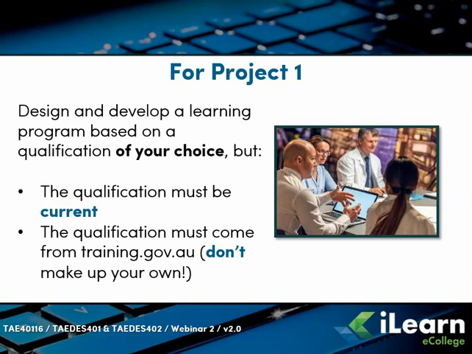So for project 1, what you're going to be doing is designing and developing a learning program based on a qualification of your choice. But the qualification must be current, and the qualification must come from training.gov.au. So you can't just make up your own qualification, no matter how fun that might be. I'm sorry, it just has to be done this way. So you can't just make up a Certificate III in playing Monopoly. That doesn't even make sense. So it has to be something from training.gov.au because that's a nationally recognized course.